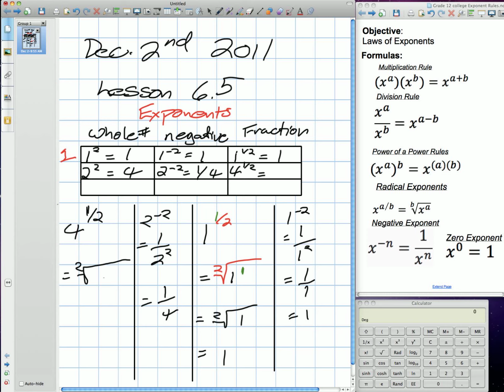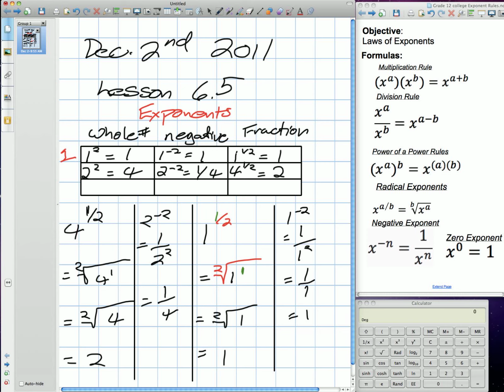So we're looking for the square root of 4. What's the square root of 4? 2. So our answer in this case is 2. Okay? We're going to do one more. This time I'm not going to use any side calculations. I want you guys to try to catch this pattern.